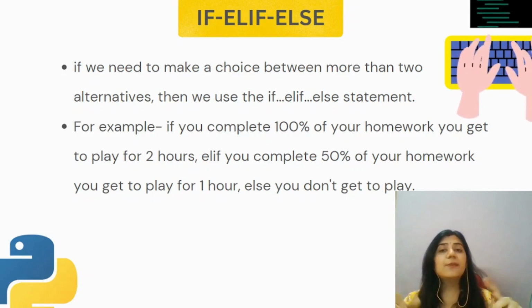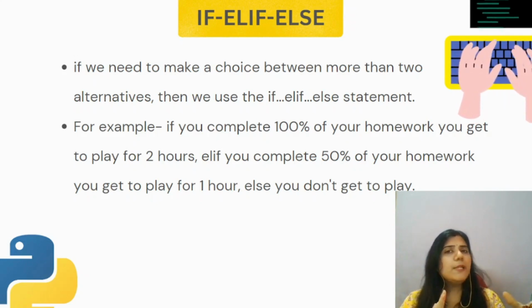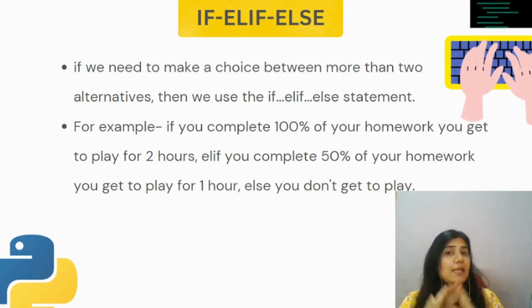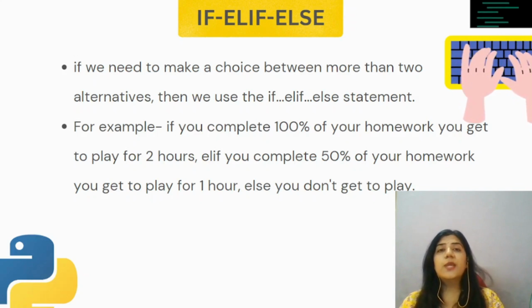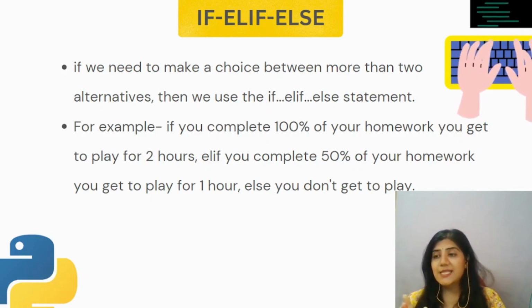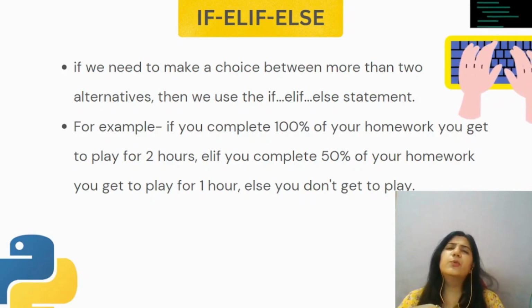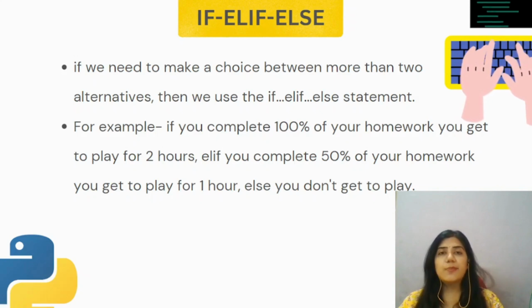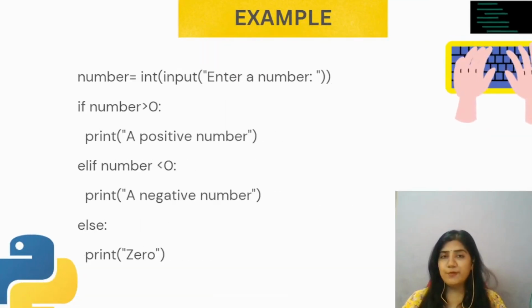So here I can take up the first example that I took for the homework and say that if you complete 100% of your homework, you get to play for 2 hours. Else if you complete 50% of your homework, you get to play for 1 hour. Else will automatically take that if you haven't completed your homework, or even if you do 10% or 20%, whatever the condition will be, everything will be counted by else, and in that case you don't get to play.